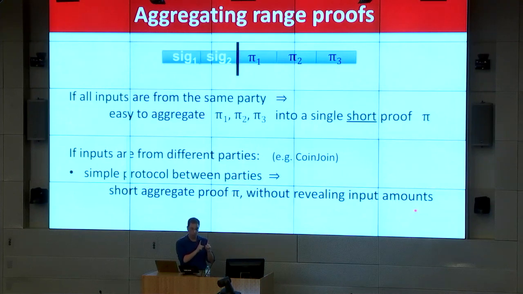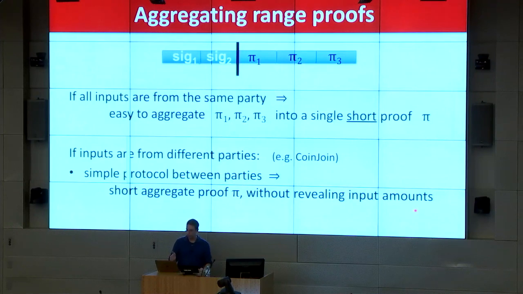With trusted setup, we know how to do it using recursive SNARKs. Without trusted setup, this is still an open problem. It's a wonderful open problem. Universally aggregatable range proofs that are short. The whole point here is to be short. Okay, cool. So that's kind of where we are.